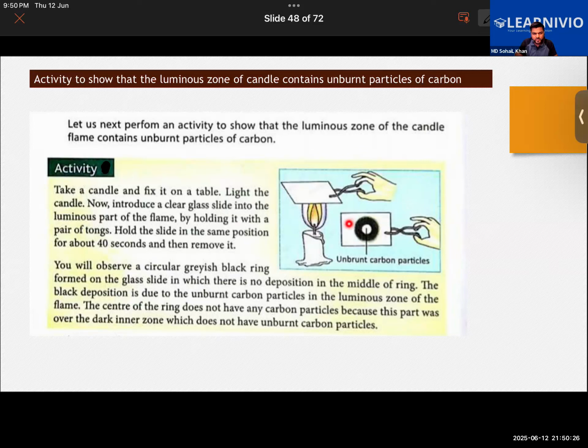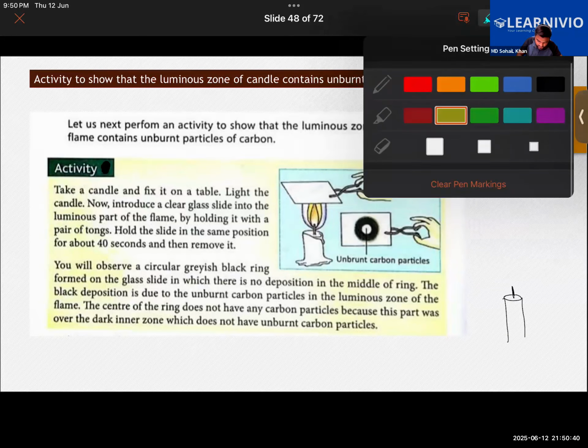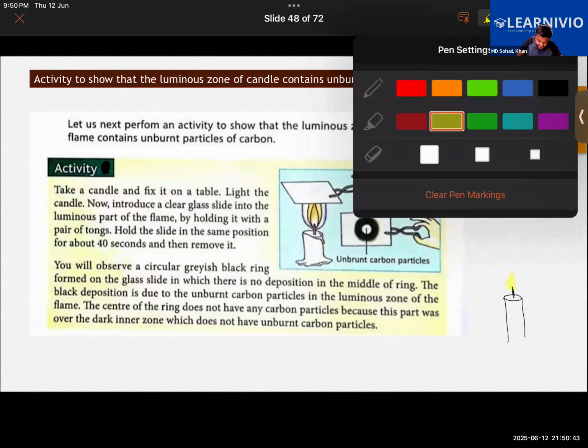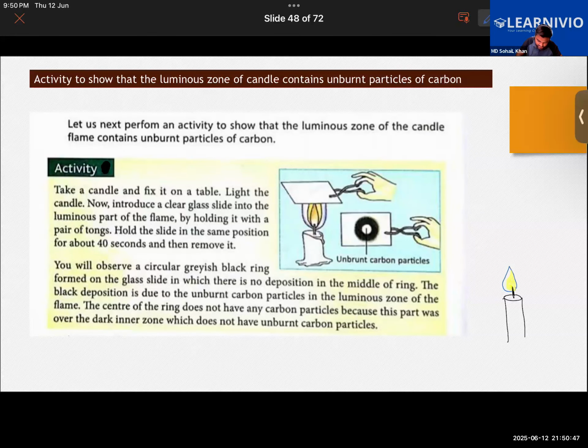After a few seconds, you will observe unburned carbon particles. When a candle burns, what exactly is burning in it? The wax vapor is burning, right? And other than that, the carbon particles burn. This candle contains wax, which gets converted into wax vapor, and it also contains carbon. So the wax is converting into wax vapor and burning, and the carbon will also be burning.